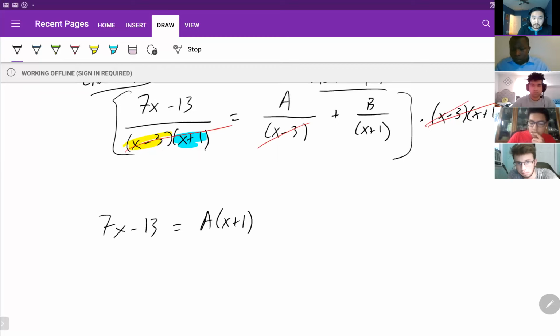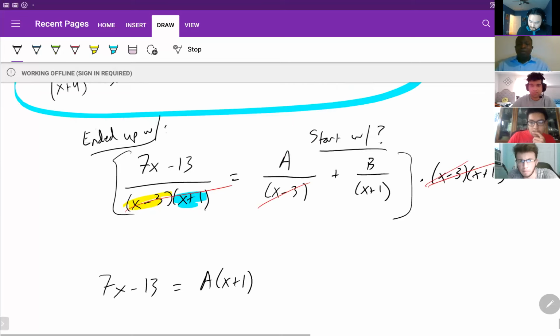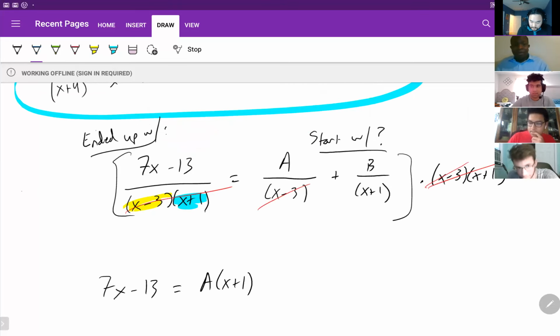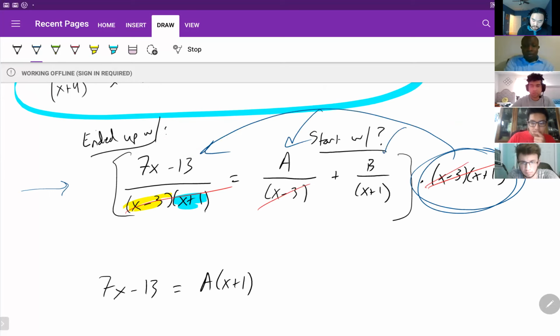Please let me know if I'm going too fast. Yeah, how did that even happen? On this step, I'm taking this and multiplying it by everything. I get how the left side of the equation canceled out, but how did you singly cancel out x minus 3? So I have A over x minus 3 times x minus 3 times x plus 1. The x minus 3's cancel out, leaving you with A times x plus 1.